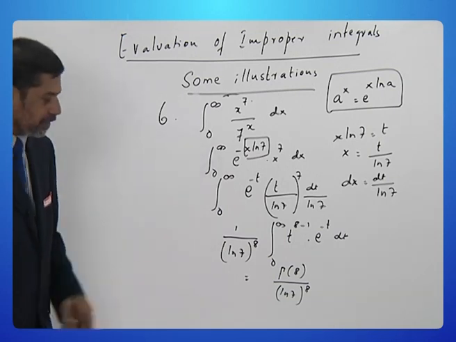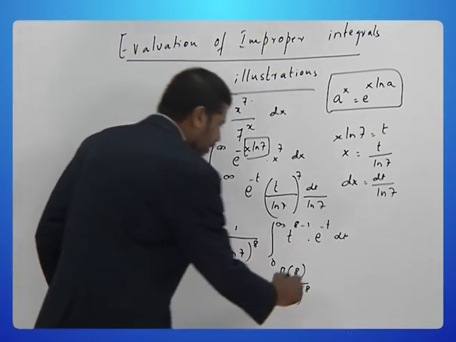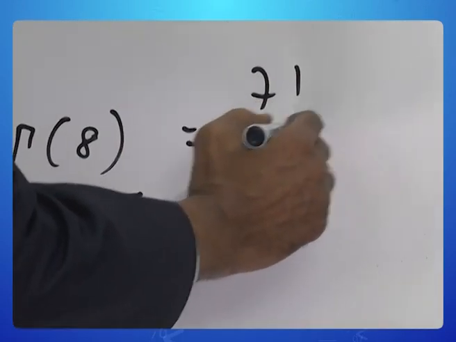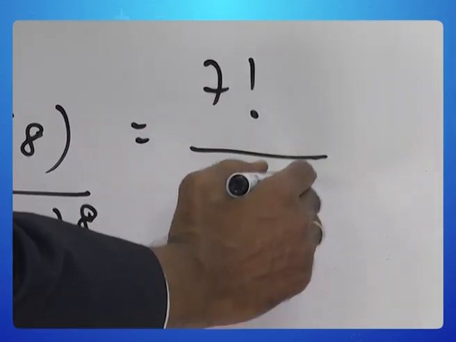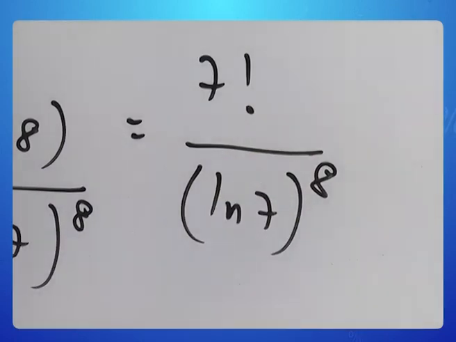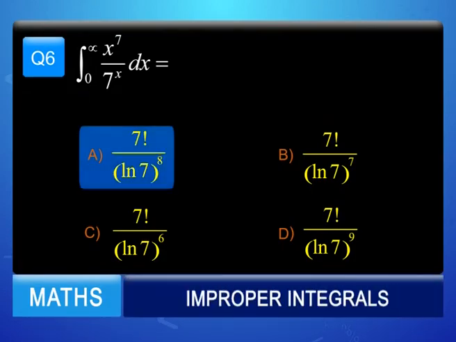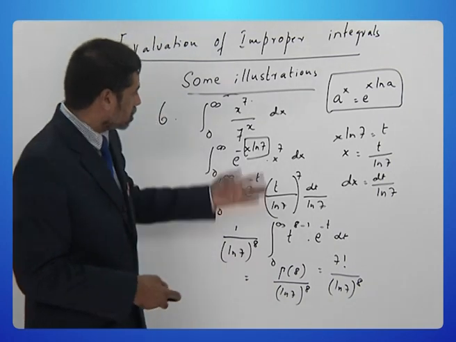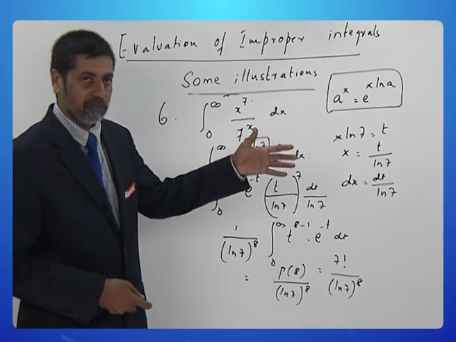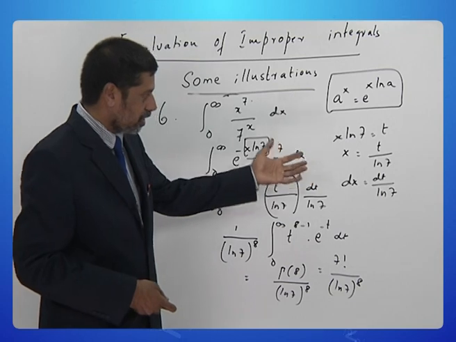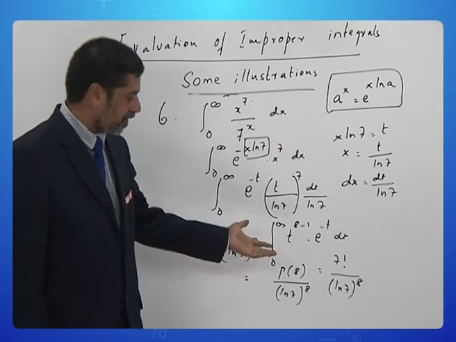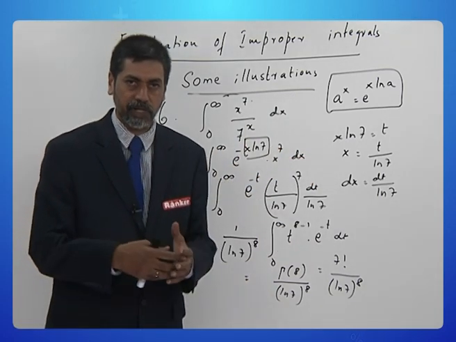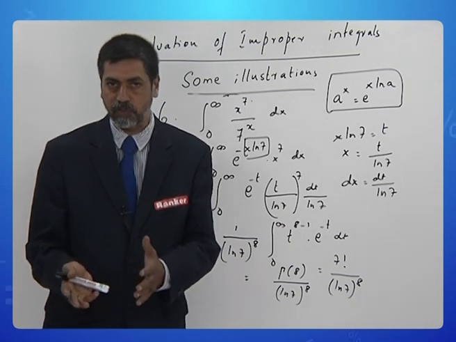Now gamma 8 is nothing but 7 factorial. So 7 factorial by log 7 to the power of 8. So you can see clearly option 1 will be the correct option for this particular problem. When you start, the problem may look tough, but use proper substitutions, remember the principles, and you find that it's all within gamma, beta and Laplace. So that's how you must approach.